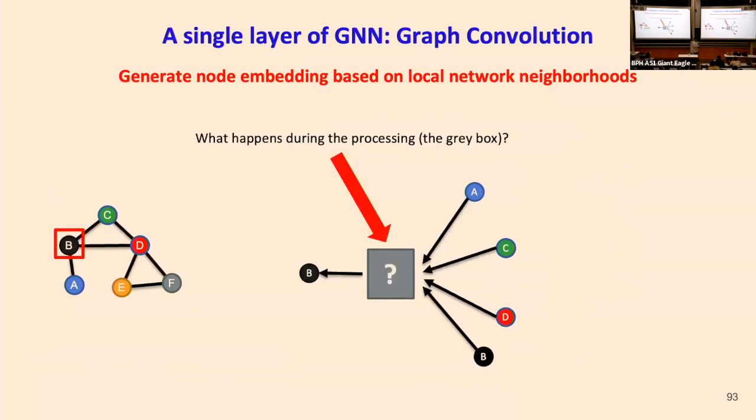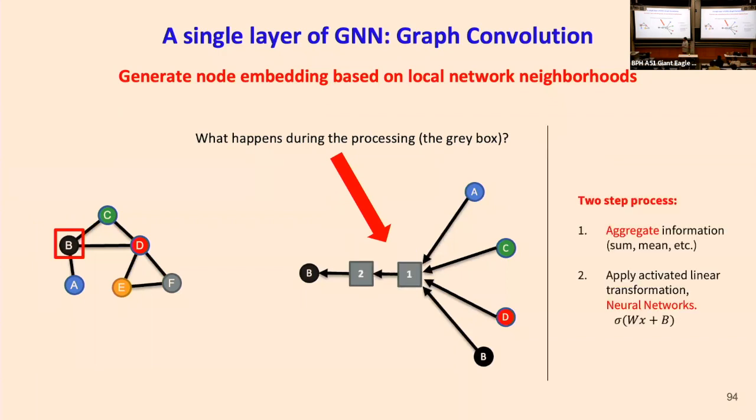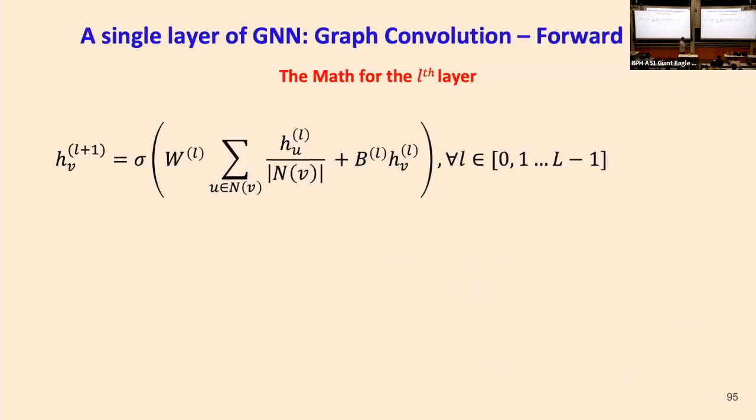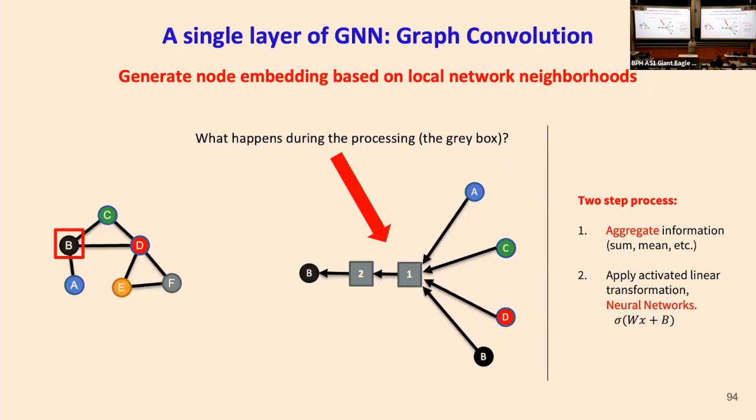So what really happens in this gray box that we have here? In essence, it is a two-step process, right? First, we pool all the information in. It could be sum, it could be mean, it could be any other vector operation. And then we apply some neural networks to it, right? Could be a linear transformation with a nonlinear activation, right? Yeah. So, okay, before we move on to the math, any questions?